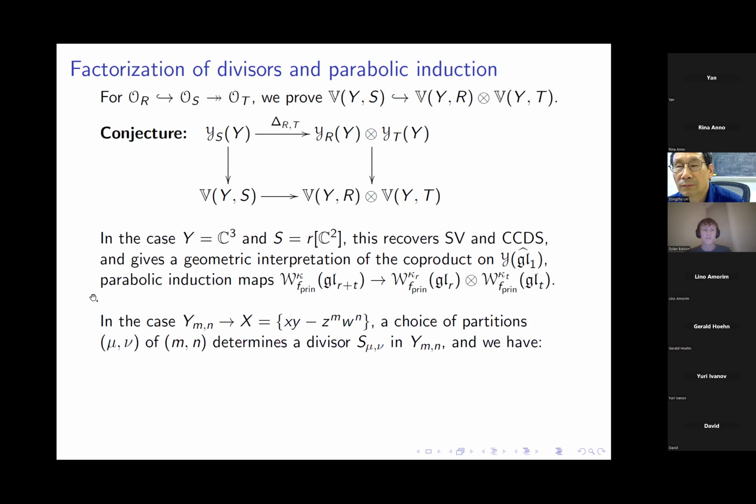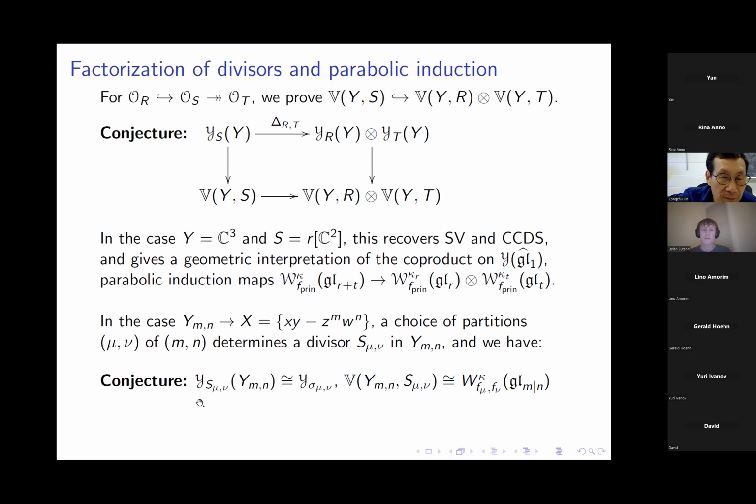And more generally, if you consider this family of singularities, these X_{M,N} singularities defined by this equation, and resolutions thereof, let's call them Y_{M,N}, then for any pair of partitions of M and N respectively, there's a natural divisor in Y_{M,N}, and the conjecture is that the shifted Yangians, this should say, there are lots of typos here. I was getting desperate because I had to come to the lecture.